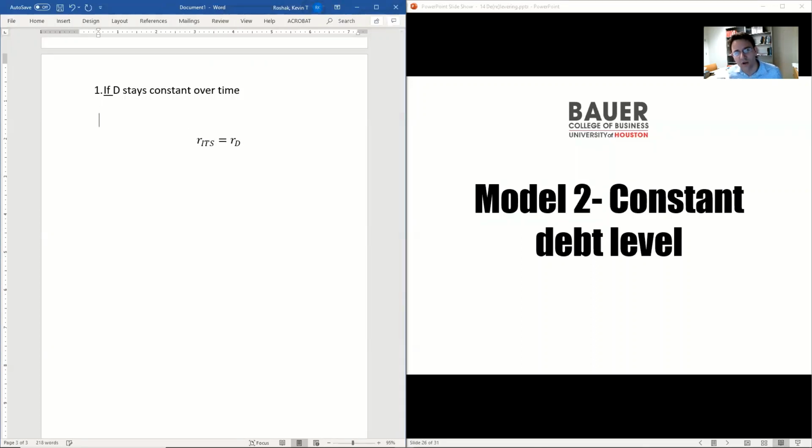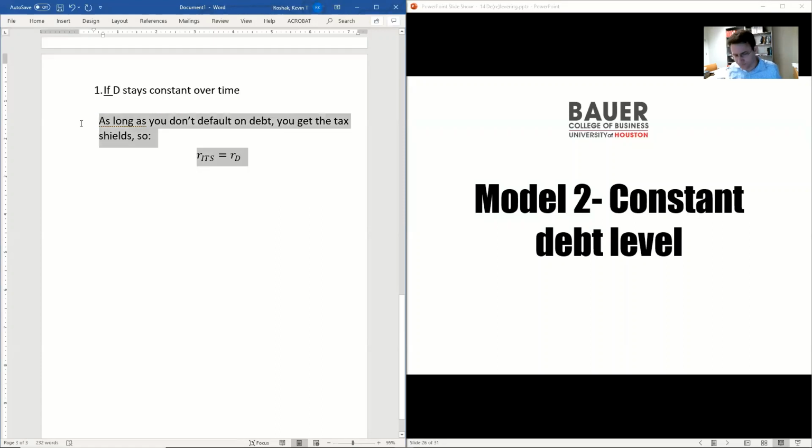The intuition here is that as long as you don't default, you get the tax shields. So the risk of the tax shields is the risk of the debt. This is different than what we saw before. Before, the tax shields were growing and shrinking with the assets of the company. So it was actually riskier. It was much riskier than the debt, because when the company does well, you get more tax shields. There's nothing like that going on here. If you just have a constant level of debt, then those tax shields aren't very risky. It's just as long as you don't default, you'll get the tax shields.